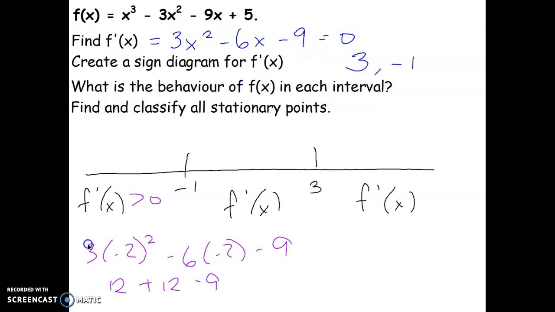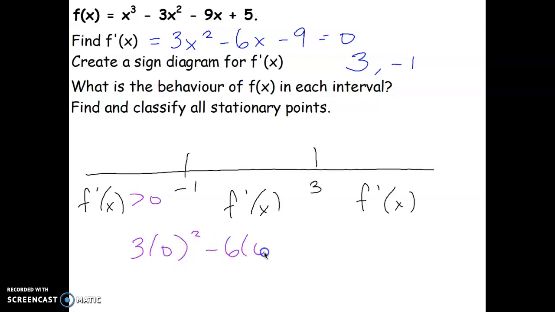I need to know, is my answer to that going to be positive or is my answer to that going to be negative? Okay, so now let's pick a number in between negative 1 and 3. That's my next interval. Well, the easiest number to pick in there is 0. So I'm going to put 0 in place of all my x's in the derivative. And I end up with 0 minus 9. Again, it doesn't matter what the number is. What matters is whether it's positive or negative. At this point, I can see that it's going to be negative. So I'm going to put that in there.